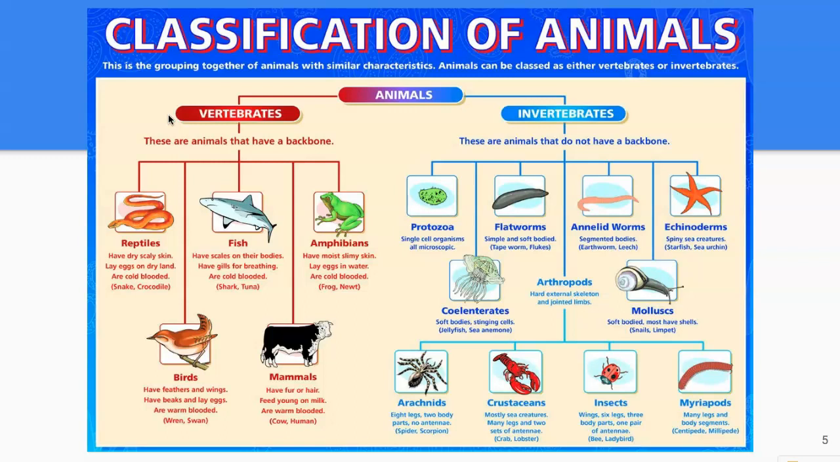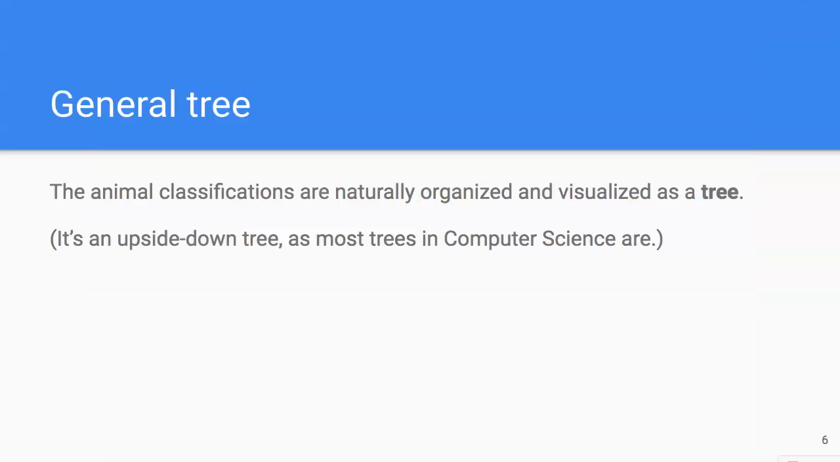To start with something that is familiar, this is the simplified version of the classification of animals that we looked at when we studied inheritance. So at the top is just general animals, and then they branch out to vertebrates and invertebrates, and from there they branch out to even more different kinds of animals. So this is one of the many examples of a tree.